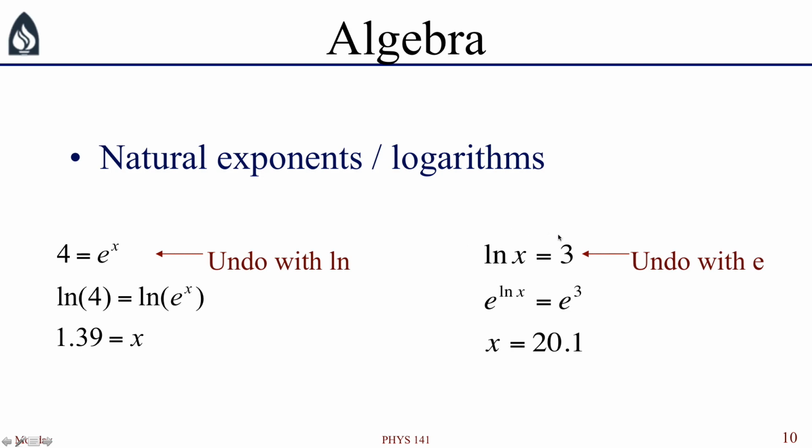If, on the other hand, we have a natural log equation, like the natural log of x is equal to 3, then we would undo this equation with e to the. Since e to the is the inverse of taking the natural log, e to the undoes natural log and we're left with x on the left-hand side. And then when we take e to the 3, if we put that into our calculator, we get an answer of about 20.1.